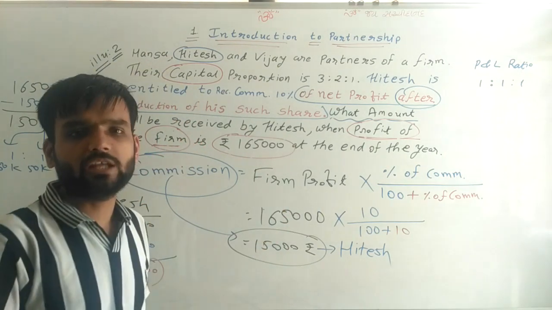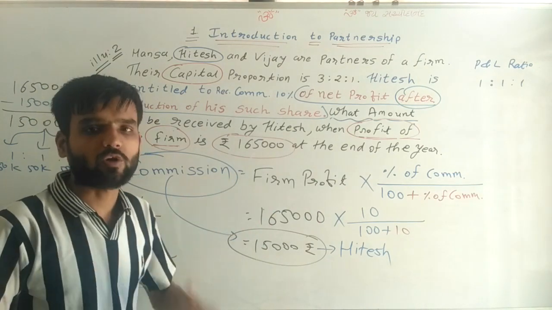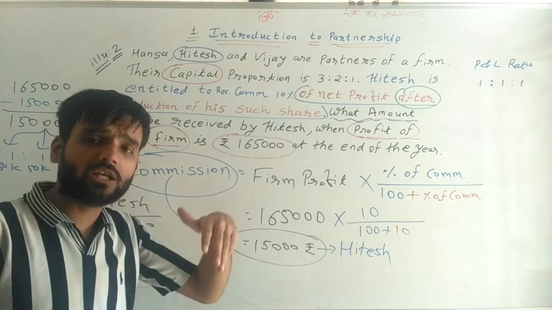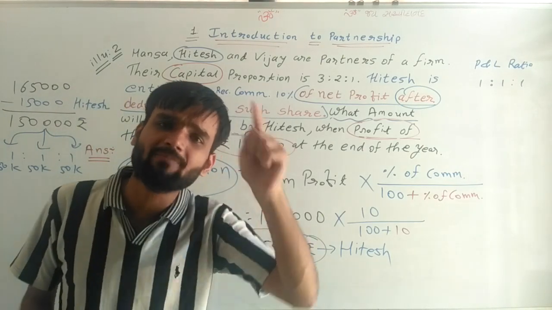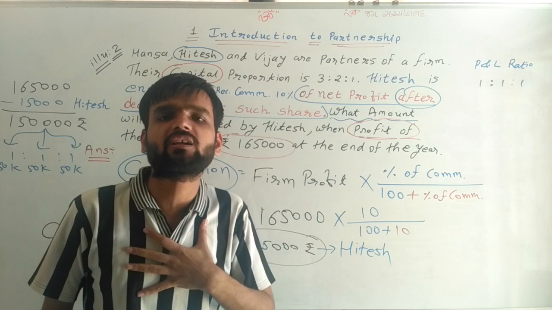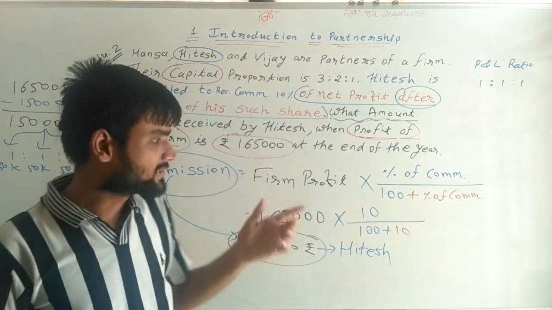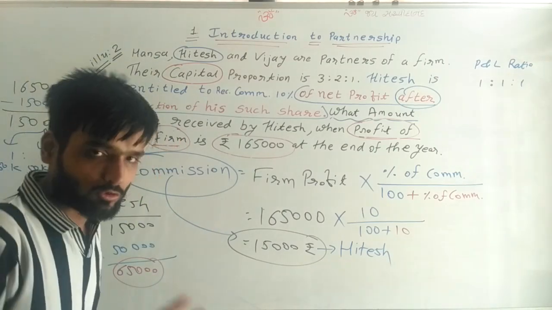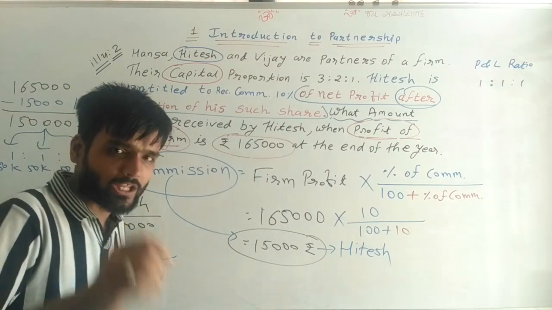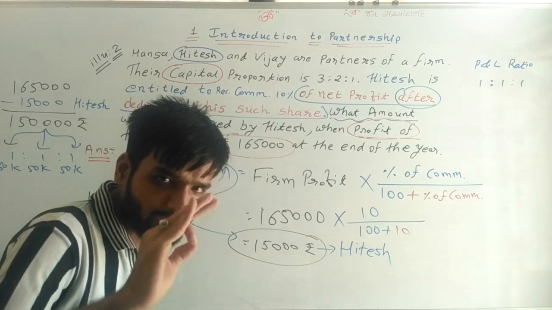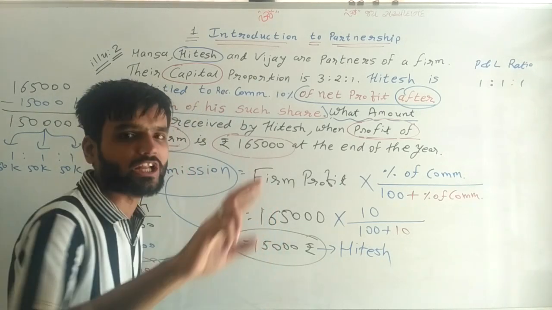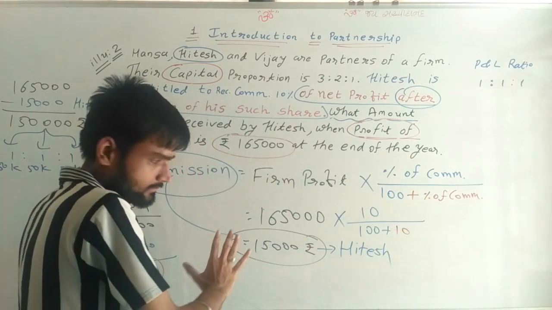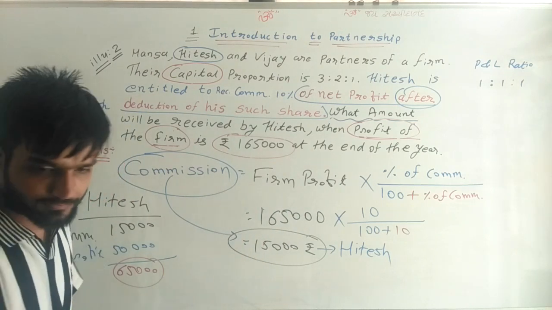So first of all, we calculated this by firm's profit. Why? Because here the firm's profit is available. Suppose divisible profit is available, then on that basis also I can calculate commission. This is basically for the commission calculation. Now, today I am clearing your concept of firm profit and divisible profit only. For that, I rough this board.